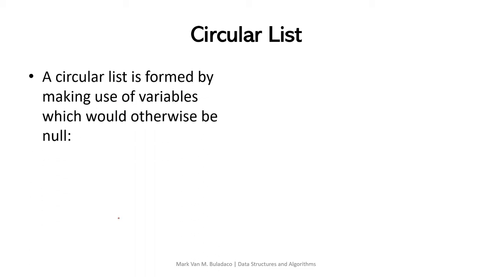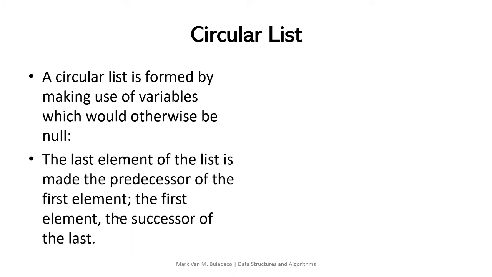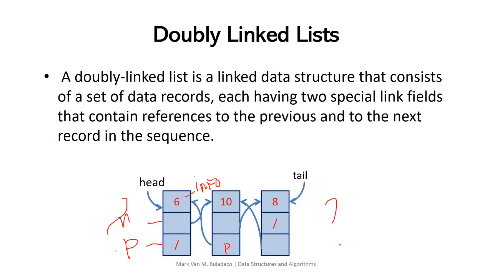Another type of list is the circular list. A circular list is formed by making use of variables which would otherwise be null. The last element of the list is made the predecessor of the first element, and the first element is the successor of the last. So let's go back again to our doubly linked list. The successor of the tail node, its next, is empty, right? That means the list ends there. And in the head, the previous is empty, so that means it has no reference to a previous node.